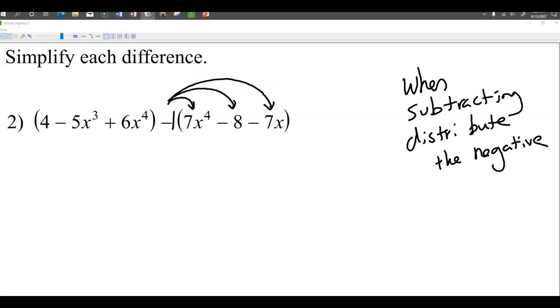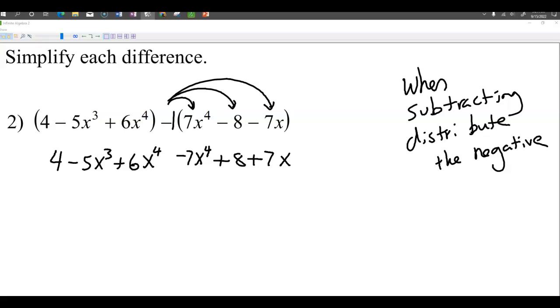So the 7x to the 4th becomes negative 7x to the 4th. The negative 8 becomes positive 8. The negative 7 becomes positive 7. After that, I'm going to get rid of the parentheses and just bring everything else down. This polynomial does not change, only the one that's being subtracted. Okay? So when subtracting, distribute the negative. That changes all the signs in the second polynomial, but the first one will stay the same. And then after that, guys, it's just the same as the last one. We're just going to combine our like terms.